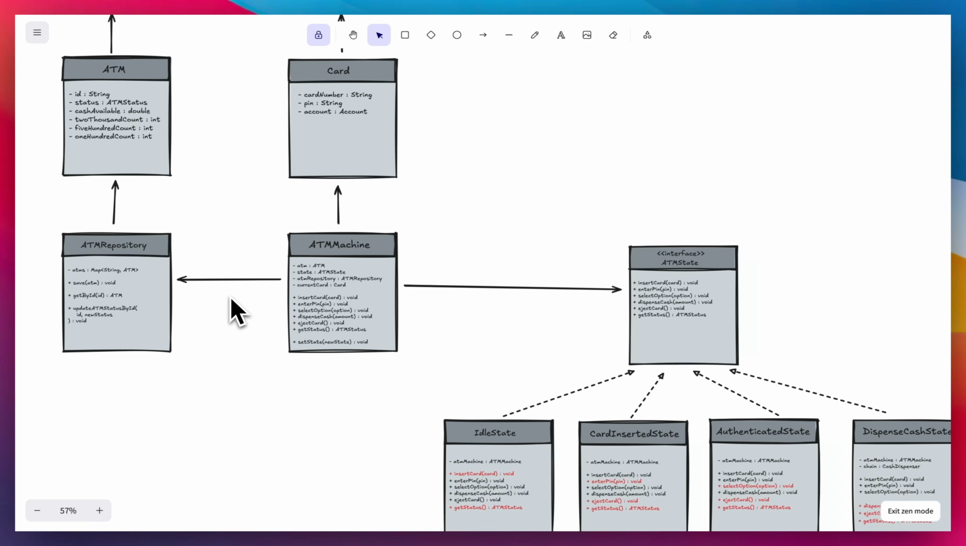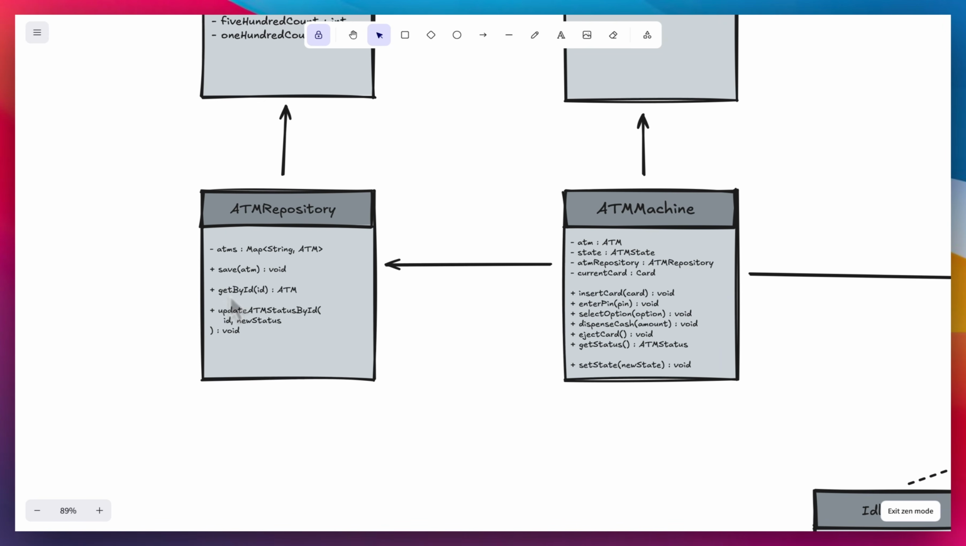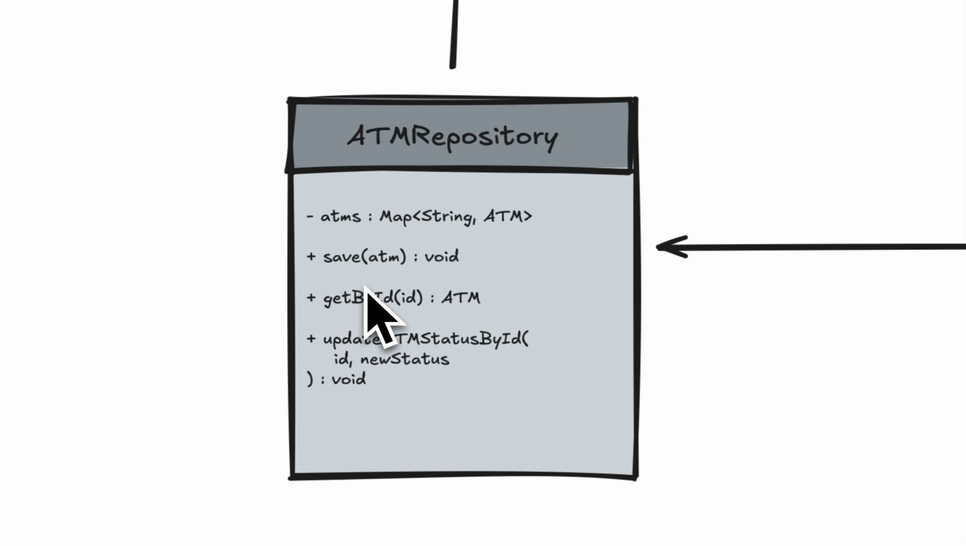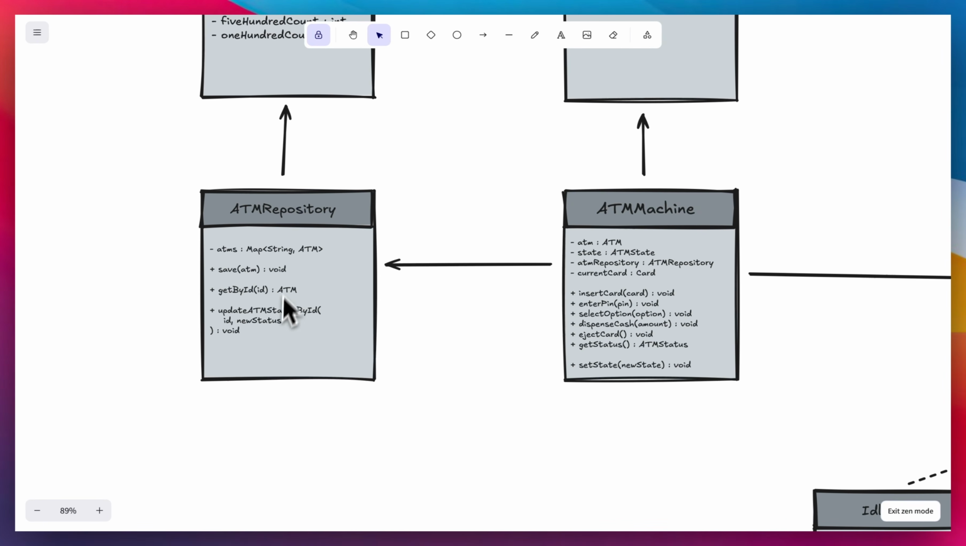So the first thing is the ATM repository. As you know, the repository layer is a layer which stores all the CRUD operations like saving the ATM details, getting the ATM details by the ID, updating the status of the ATM machine by the ID, and so on and so forth. So all those functions would be kept in this repository layer. And these CRUD functions would be operated on the ATM table or ATM database.